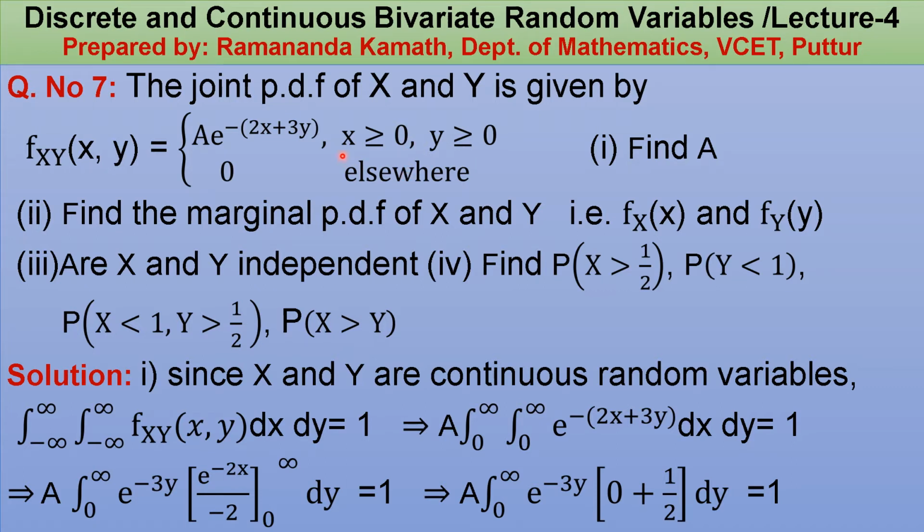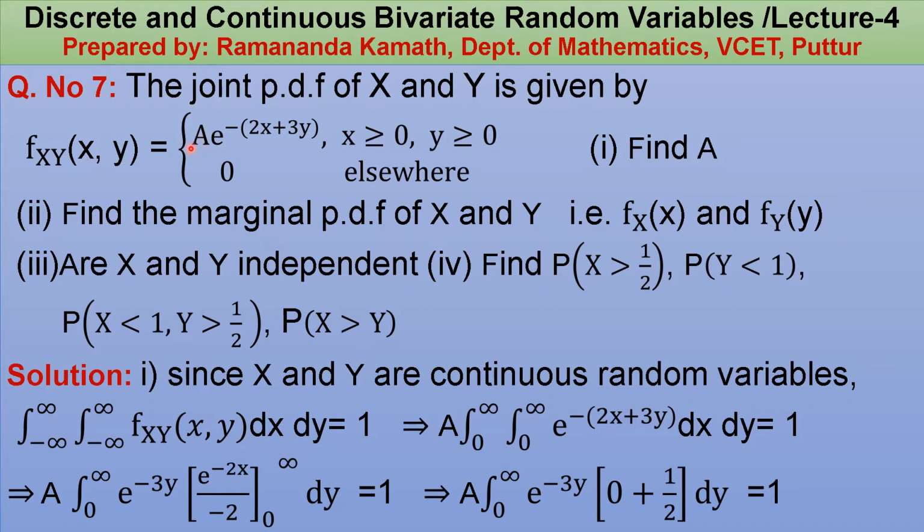For x greater than or equal to 0 to infinity, y greater than or equal to 0 to infinity, the joint probability density function fxy of x comma y is defined as a into e power minus of 2x plus 3y. For x less than 0, y less than 0, fxy of x comma y is defined as 0. Now find the value of this constant a.